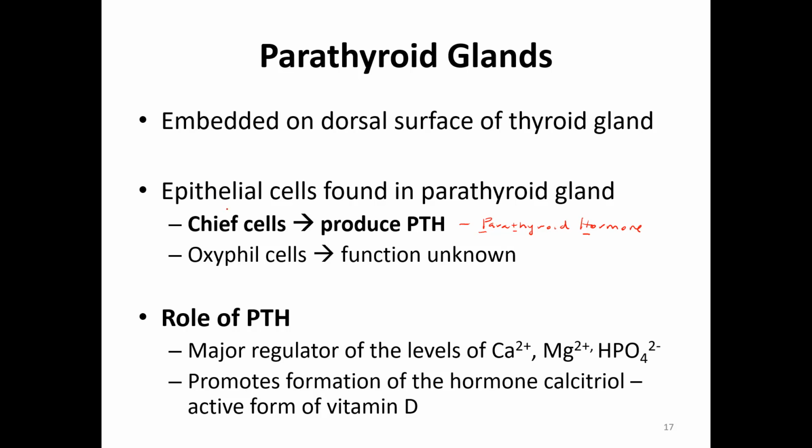As we think of the role of parathyroid hormone, remember, secreting cell is going to be the chief cells. The hormone is called PTH, and the target for parathyroid hormone is going to be bone cells. We can see at the bottom of the screen that parathyroid hormone is a major regulator of calcium, magnesium, and phosphate. And we know that these are all minerals that are very important for formation of healthy bone tissue.